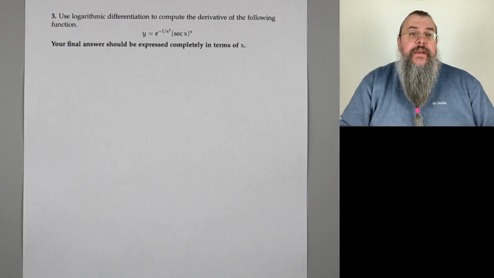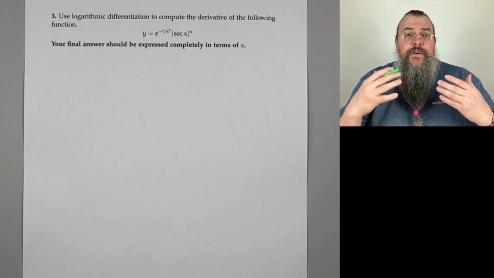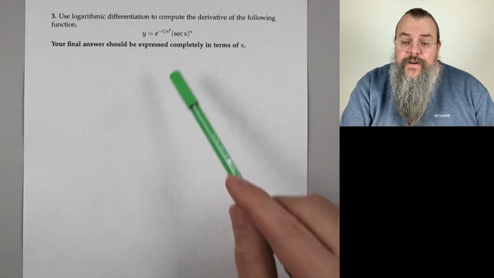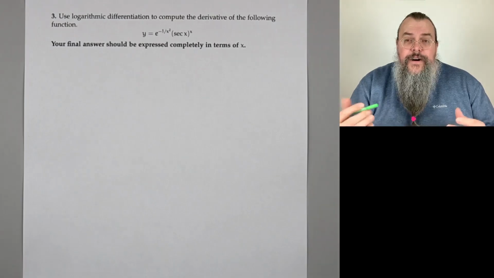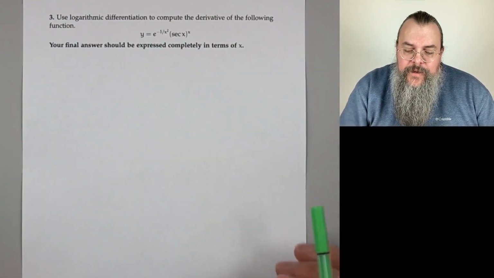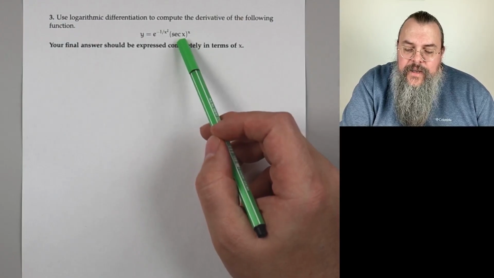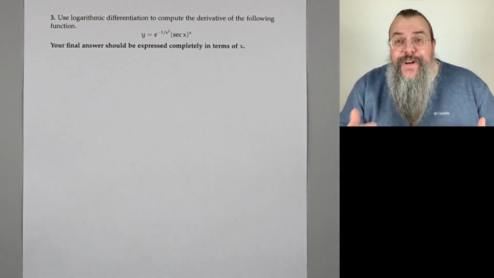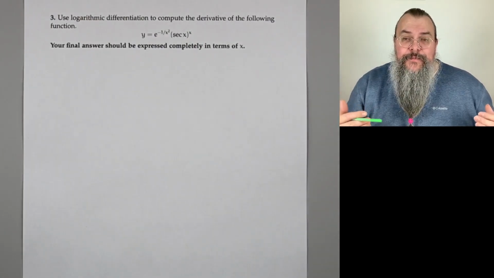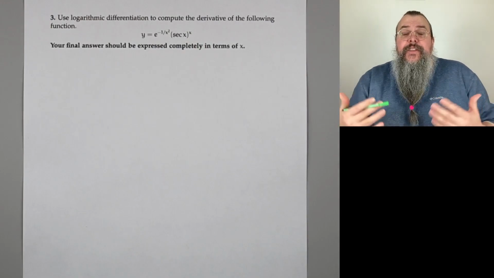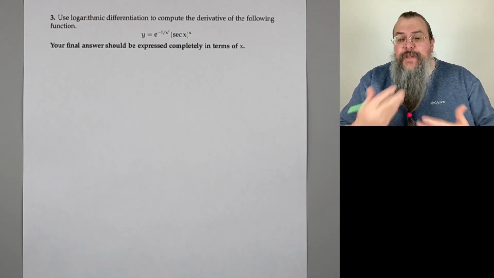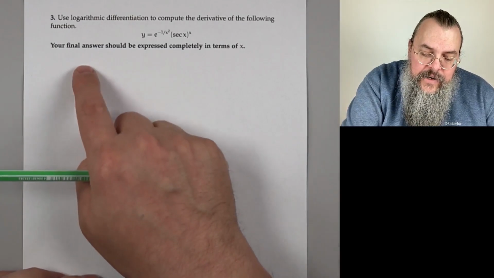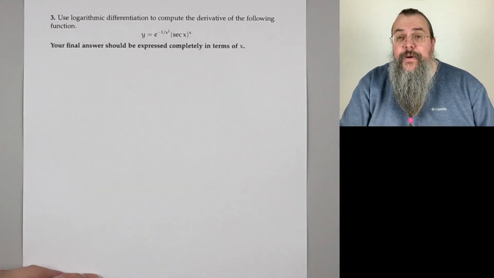Number 3. Use logarithmic differentiation to compute the derivative of the following function. And we have e to the minus 1 over x squared, secant of x to the power of x. Oh, terrible. Why? Well, notice we have a secant x down and an x up. So we have to use logarithmic differentiation. It's unavoidable. Any way that we have to actually take this ultimately at the end is a flavor of logarithmic differentiation. And it says here, your final answer should be expressed completely in terms of x.